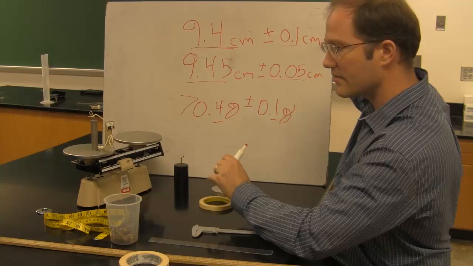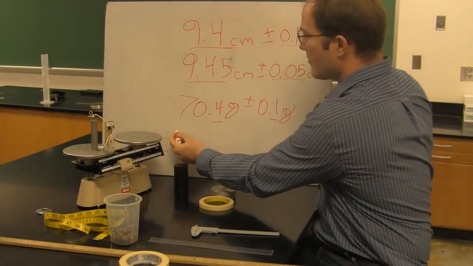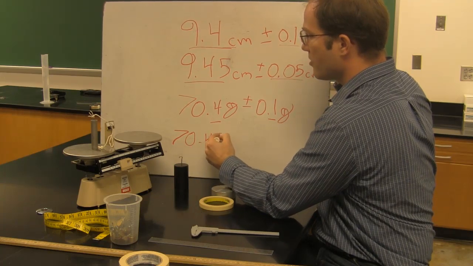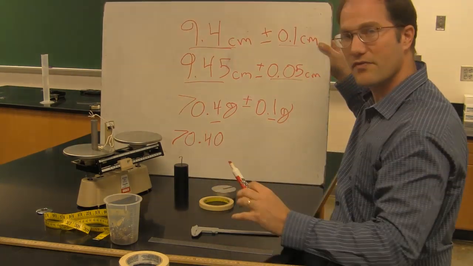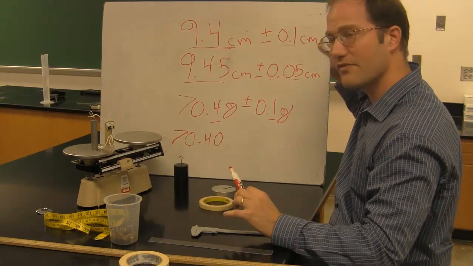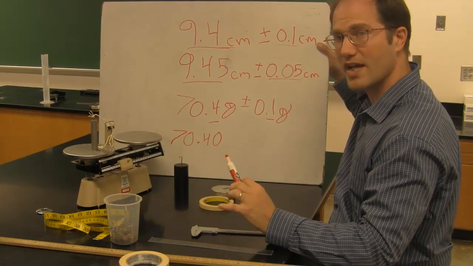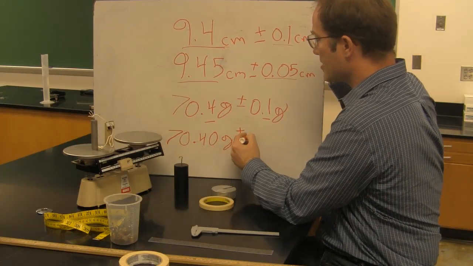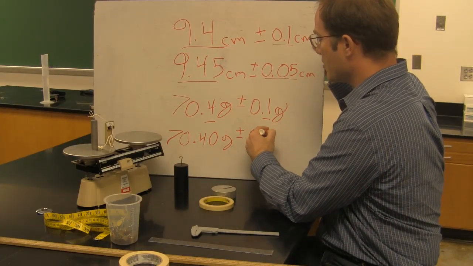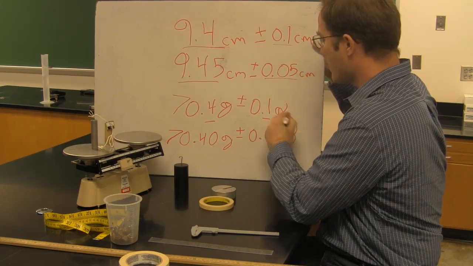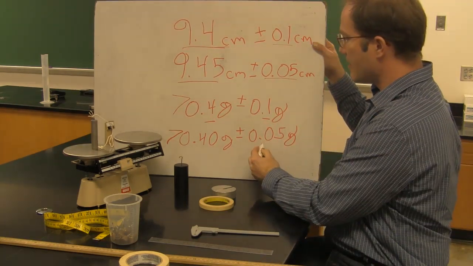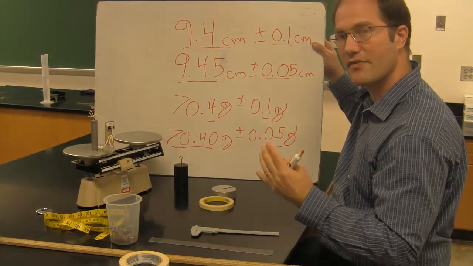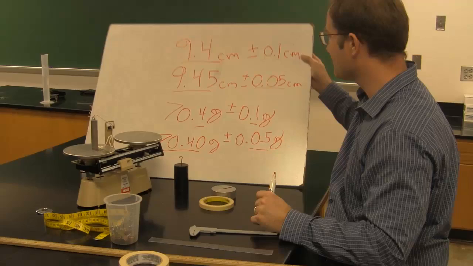I can estimate to the nearest halfway point and say that it looks like it's actually 70.40. In other words, it's closer to 0.40 than it is to 0.45 or 0.35 grams, plus or minus 0.05 grams. So by estimating, I've increased my precision to the hundredths place, and now I have 4 significant figures.